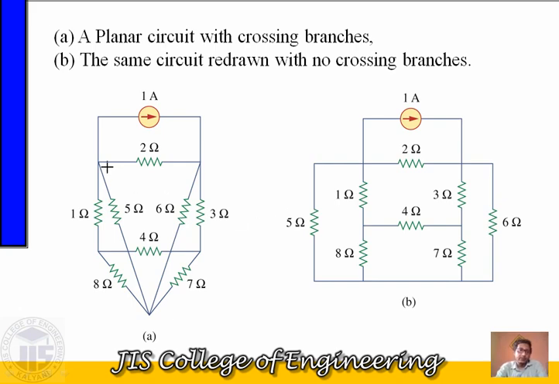First of all, you have to find out how many nodes there are. This is one node, this is another node, and this is another, so various nodes are there. Now you have to redraw the circuit by considering all these nodes, branches and elements, and connecting them accordingly. Then you get a planar circuit, which looks very simple. Then you have to apply mesh analysis.